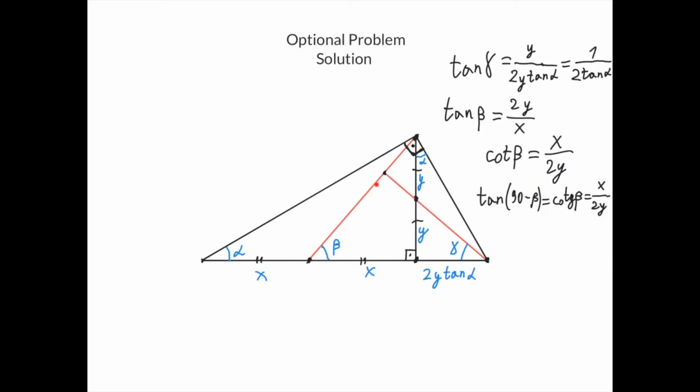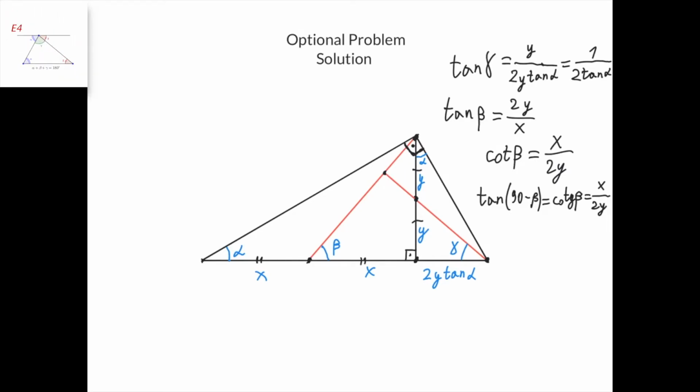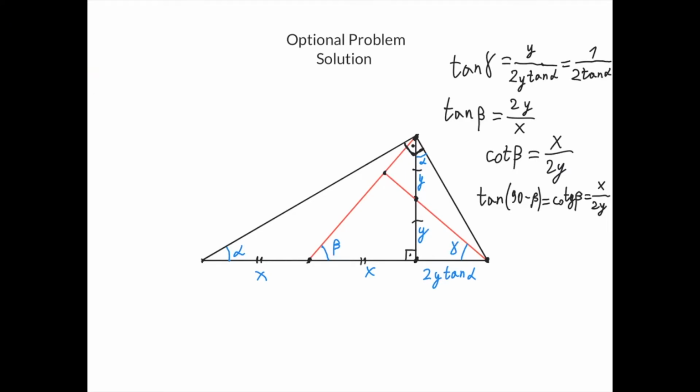We need to prove that this angle is 90 degrees, but we know that this angle is 180 minus beta minus gamma, and therefore we must prove that beta plus gamma is 90 degrees, or in other words, that gamma is 90 minus beta. And therefore, if we prove that tangent gamma equals tangent of 90 minus beta, it would follow that gamma equals 90 minus beta, so we would have 90 minus beta here, which would mean that this angle is 90 degrees. So we just need to prove that this expression equals this expression. So essentially, this is what we need to prove.